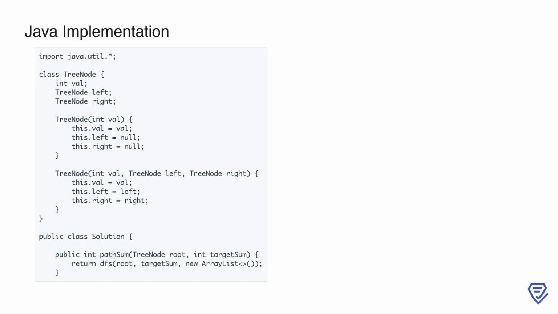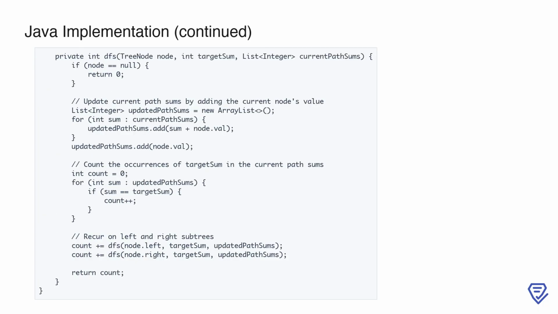To calculate the number of paths that sum to the target, we call a helper method named DFS, passing the root node, the target sum, and an empty list to keep track of the path sums as we traverse the tree. The DFS method is a recursive helper that explores all potential paths in the tree. If the current node is null, it simply returns 0 as there are no paths to evaluate. Otherwise, we update the list of current path sums by adding the value of the current node to each sum in the existing list, and also include the current node's value as a new starting path.